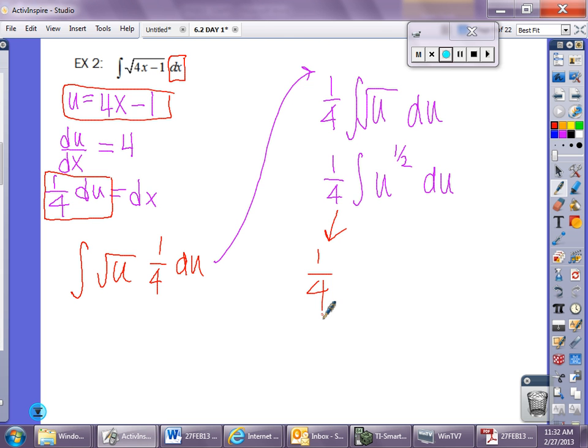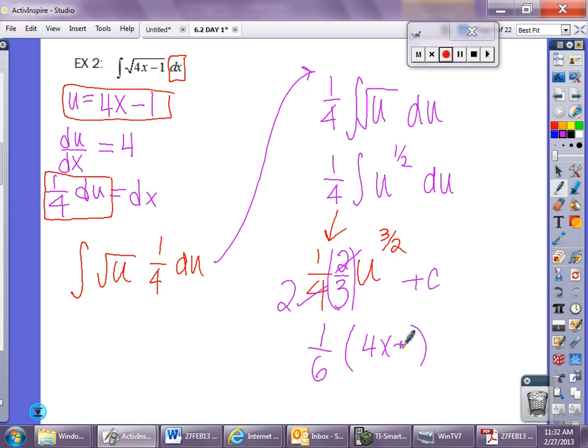All right. So I have my u. Lottie, what's the new power of u? 3/2. JP, what should I do with that 3/2? Divide by it. So instead of dividing by it, what am I going to do instead? Because it's a fraction. Multiply by the reciprocal. There it is. And then plus c. So what's my answer? 1/6. And instead of u, now we're going to go back, put my u back in. Let's see, minus 1 to the 3/2 plus c.